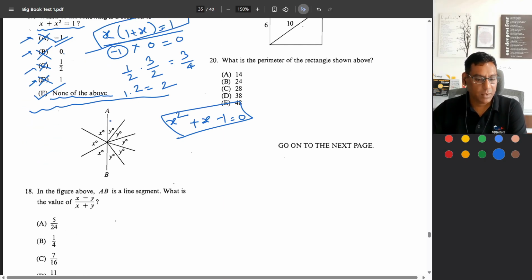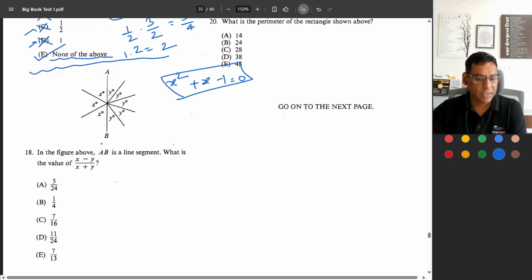Okay, let's look at this. In the figure above, AB is a line segment. What is the value of x and y? This is a line segment, with angles x, x, x. So this is 180 degrees divided among x plus x plus x. That means 3x is 180, so x is 60. On this side again 180 degrees: 5y is 180, so y has to be 36, correct?